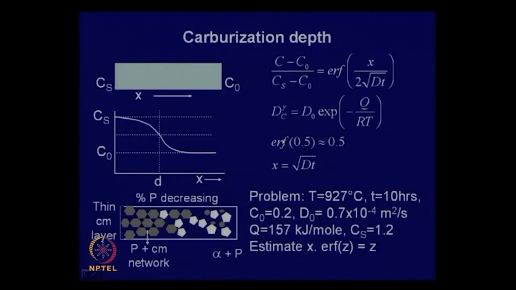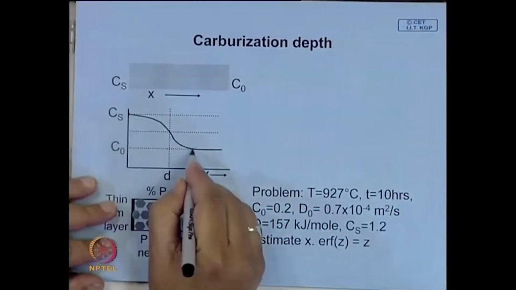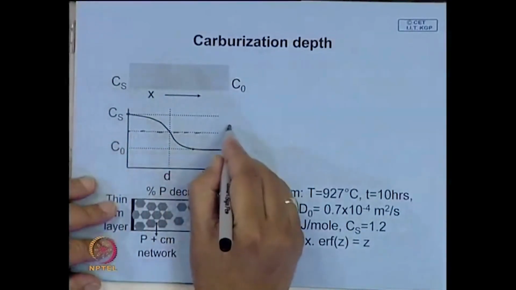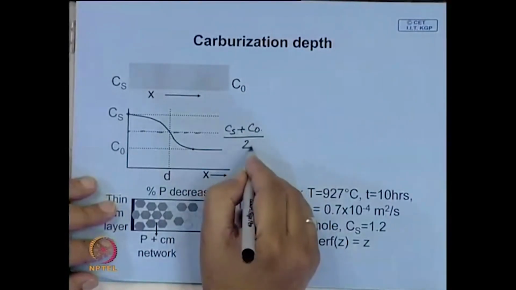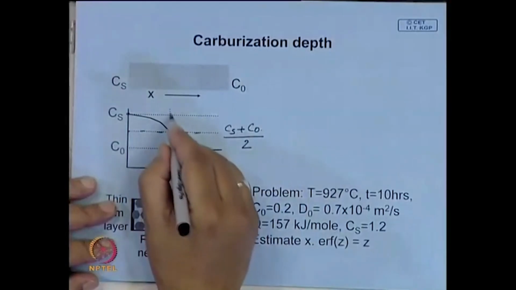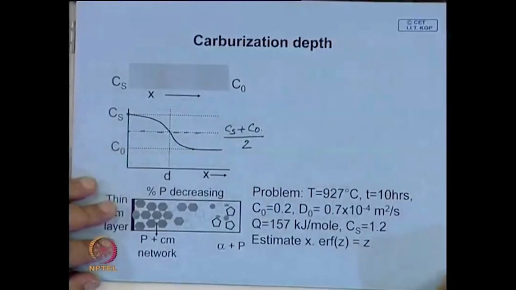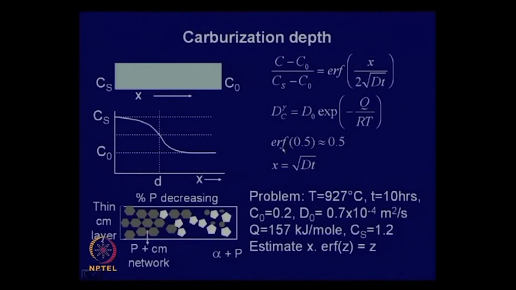So, if we look at this sheet here, if this is the surface content, somewhere in between you will have the average carbon content. And if we define this as the depth of carburization, then it is quite easy to find out the depth of carburization using this equation here.